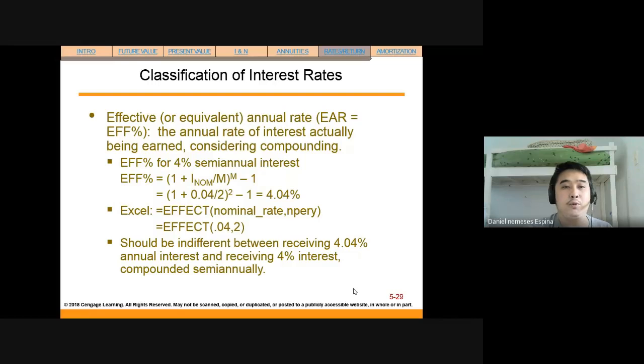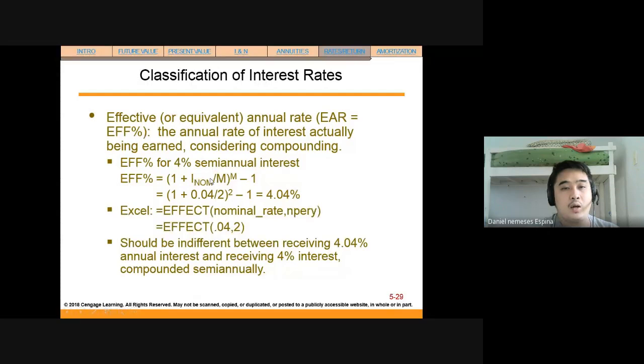Okay? So we cannot use the nominal rate. You need to compute the effective or equivalent annual rate. So effective annual rate is what you will compute. It is the annual rate of interest that you actually earned or actually paid, depending on your situation, considering compounding.